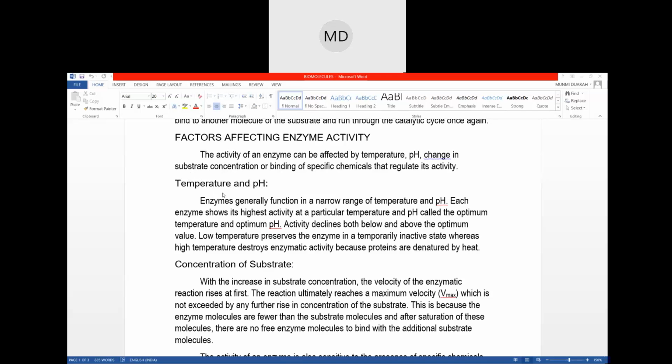Optimum temperature means, for example, our body temperature is some 37 degrees Celsius. It is an optimum temperature for our body. So for every enzyme there is an optimum temperature and pH. When it is asked what should be the temperature and pH for the best enzyme activity, you have to write that the pH and temperature should be optimum. Then only the enzyme will show its highest activity.